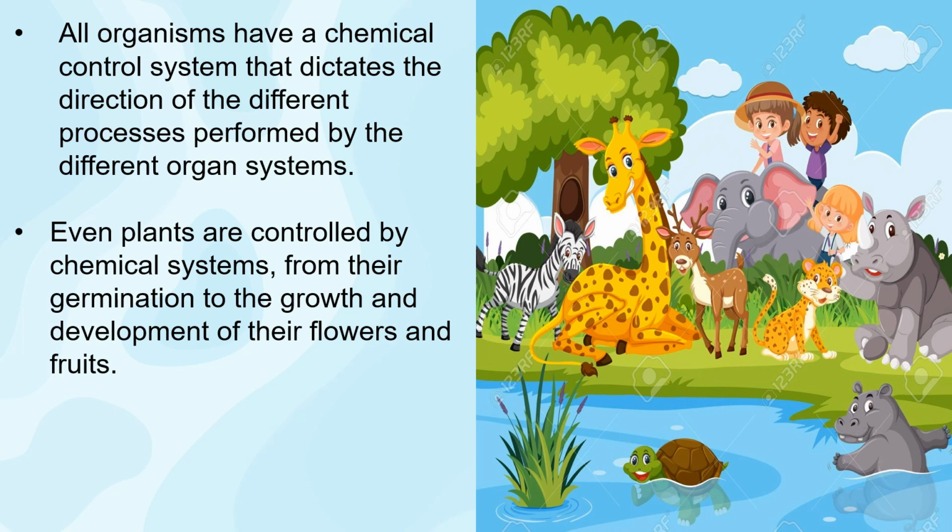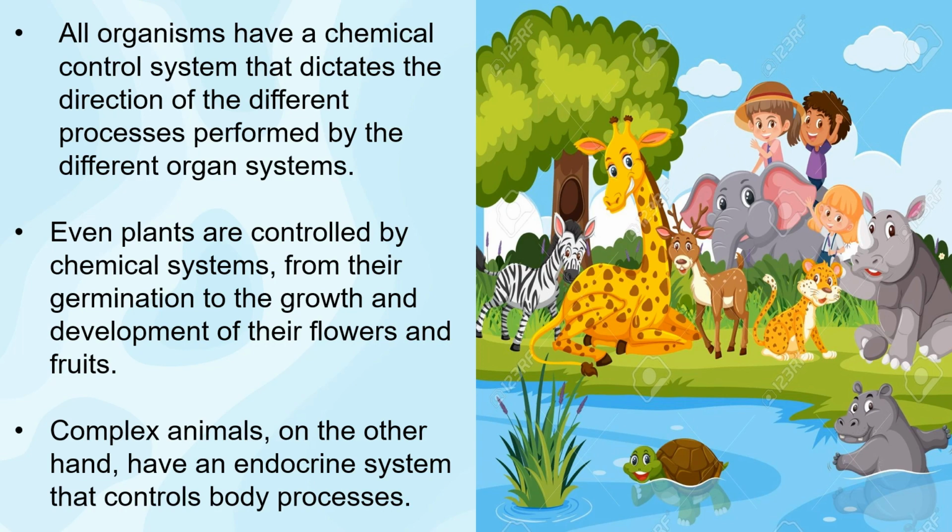Like what I said, even plants are controlled by chemical systems from their germination to the growth and development of their flowers and fruits. As well, complex animals, on the other hand, have an endocrine system that controls body processes, or they send the chemical signaling secreted by different glands from the endocrine system.